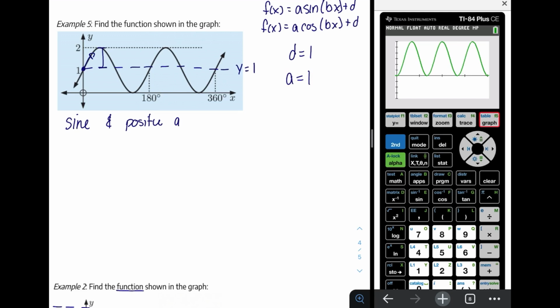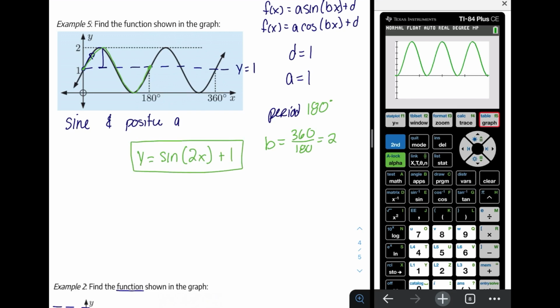They will be different. And then the last one is to calculate how long it takes to do one full rotation. So one full rotation, we can start from the middle. We go up to the maximum, down to the minimum, and back to our starting point. And this takes 180 degrees. Therefore, the value of b is going to be 360 divided by 180, which is equal to 2. So the equation is going to be y is equal to 1 sine of 2x plus 1. And again, you can graph this to make sure that you did it correctly.